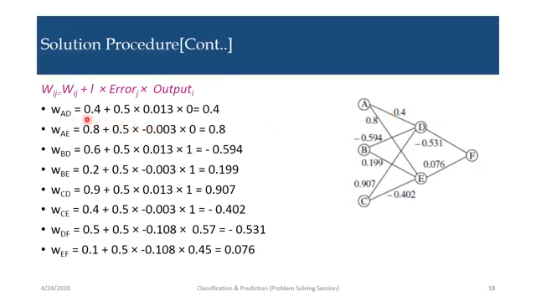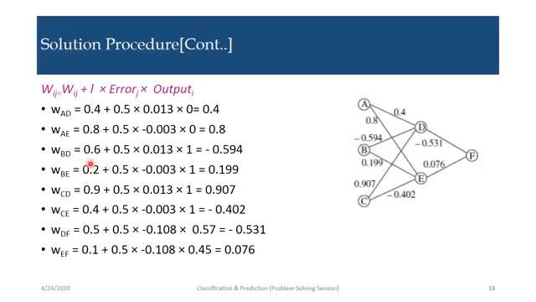So, 0.4, that is the earlier weight, plus L, which we have taken as 0.5, into node D, which has the error 0.013, that is error j into output of I. Output I from A we are getting is 0. So, it is coming 0.4. Like that WAE also: 0.8 is the earlier weight, 0.5 the learning rate, this is the error at E and this is the output from the node A. So, 0.8.